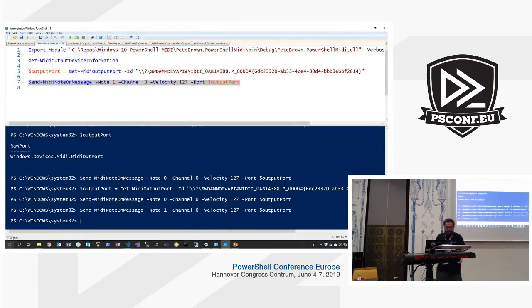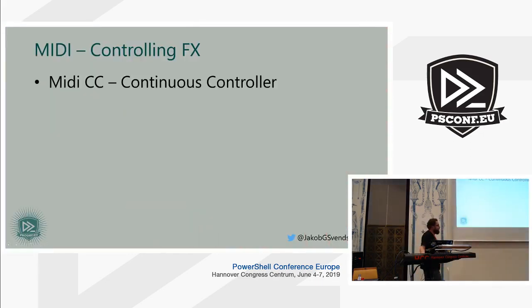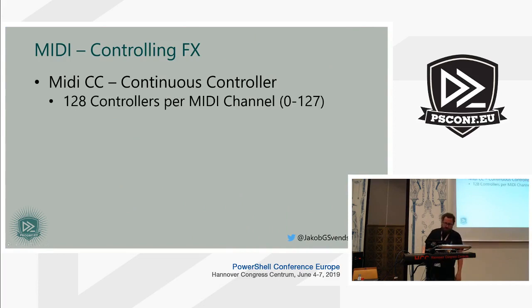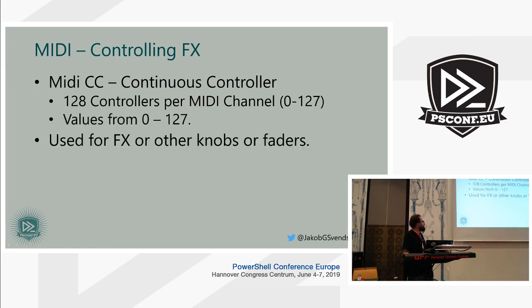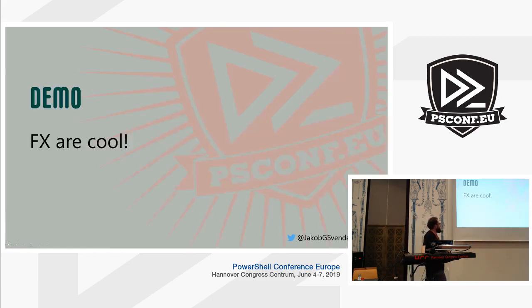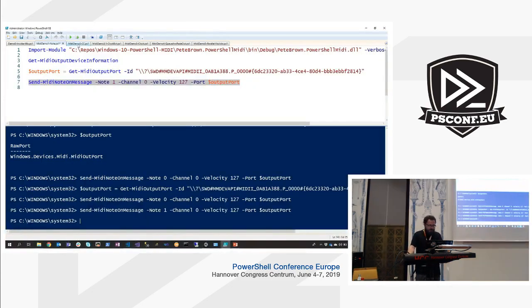Now, the basic thing to make the DJ set is we need to make the different controllers. So we need to control the effects, as I said. So we use MIDI CC. There are 128 controllers per MIDI channel, and they have values from 0 to 127. They're used for effects and other stuff. So, demo again, effects are cool. Let's look at that instead.